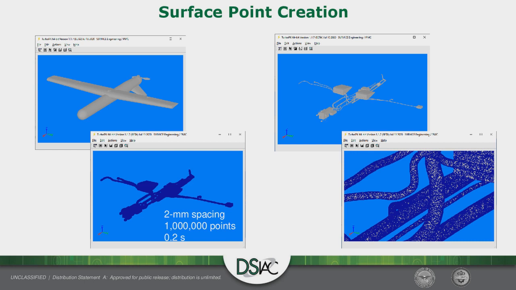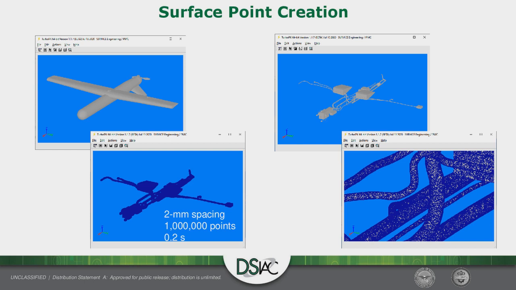So surface point creation, the first step in this process. This is a generic drone target, unclassified, 10 feet long or so, has internal vulnerable components of various kinds. Covering all those components with points spaced 2 millimeters apart ends up with 1 million points. Takes about 0.2 of a second. That's multi-threaded. So it doesn't take long, and this is a pre-calculation step anyway. You only have to do this once at the start of the endgame. And if you focus in on the central area here where a lot of things come together, you can kind of see the points.